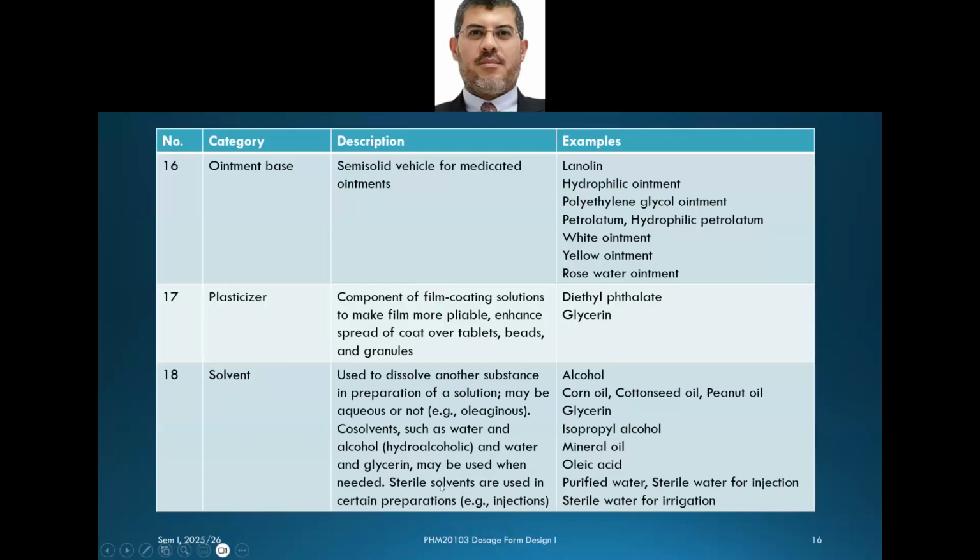And if I'm preparing injections, then the solvents must be sterile. Examples are alcohol, and I can use different types of oils like corn oil, cottonseed oil, peanut oil. They are used to make the solution for injection, the one that is for prolonged effect.